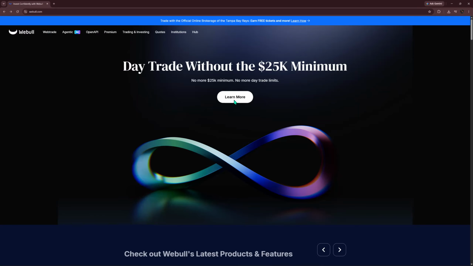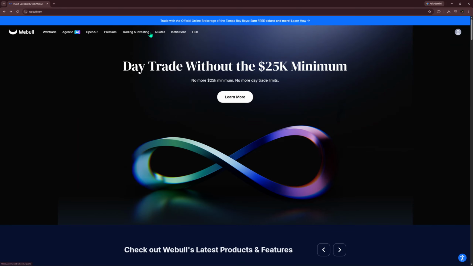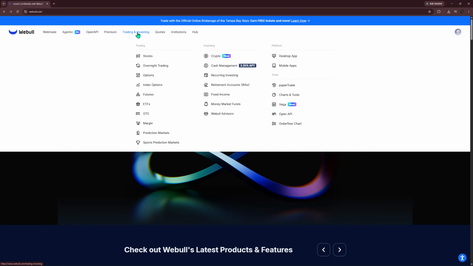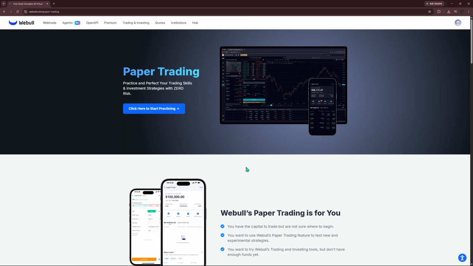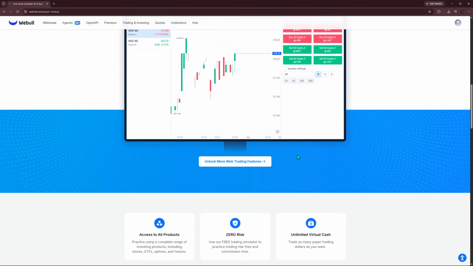Now that you're on the paper trading page, you'll find an option that says, "Click here to start practicing." This button is your starting point for getting into the actual trading interface. Once you click this, you'll have full access to the paper trading environment, where you can start experimenting with trades using virtual currency. As you dive into paper trading, take advantage of all the features Webull has to offer.